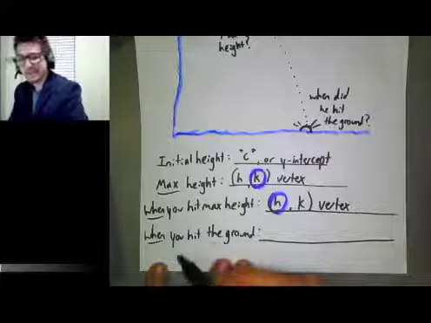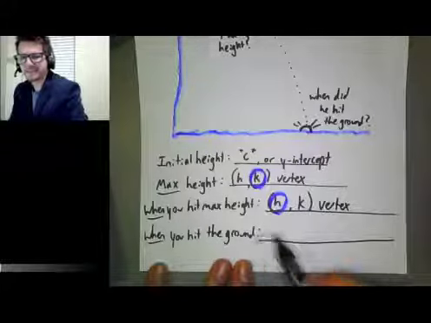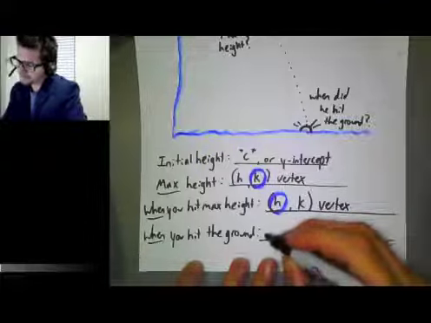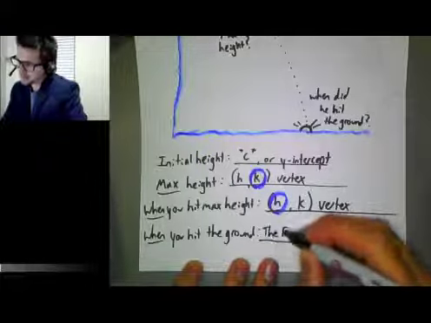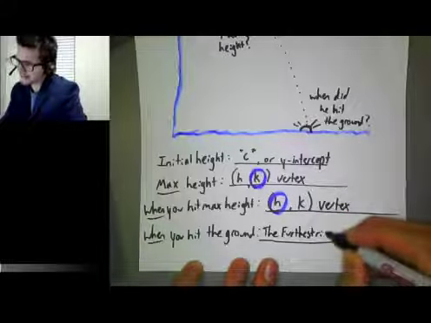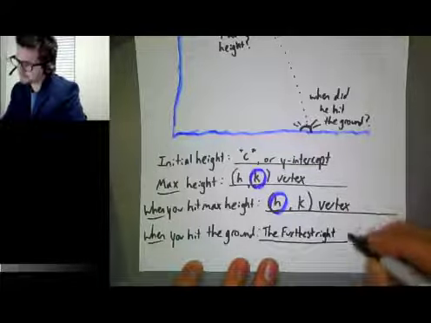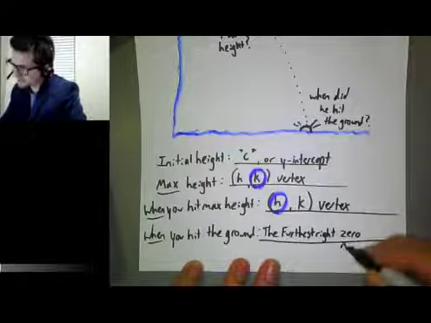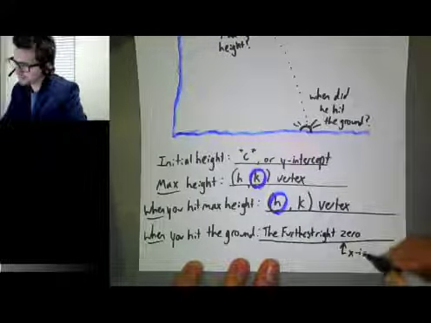Last question, how do you figure out when exactly you hit the ground? This would be found from the furthest right 0. And if you forgot, 0 means x-intercept.